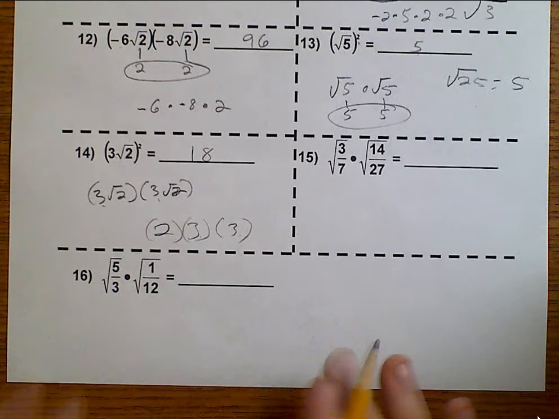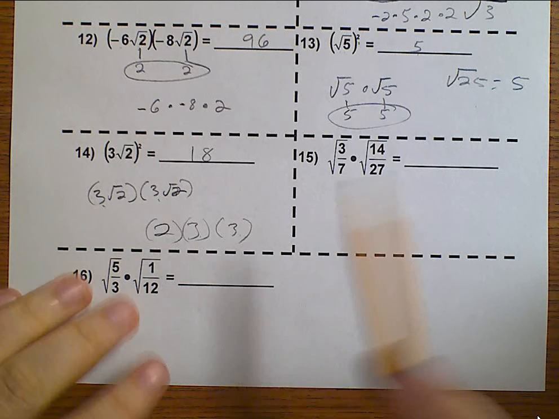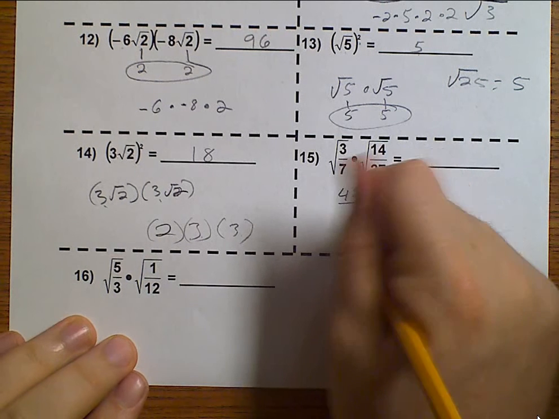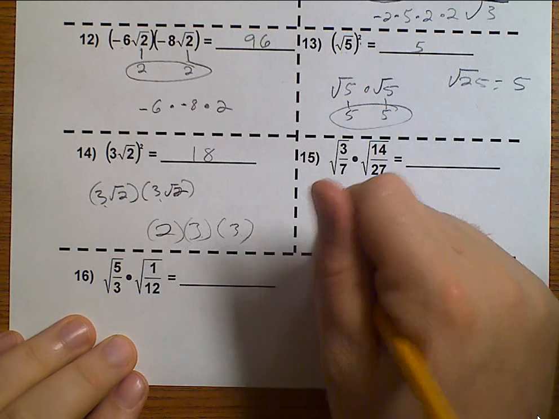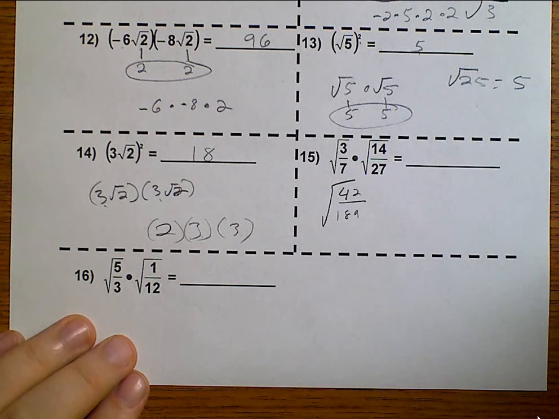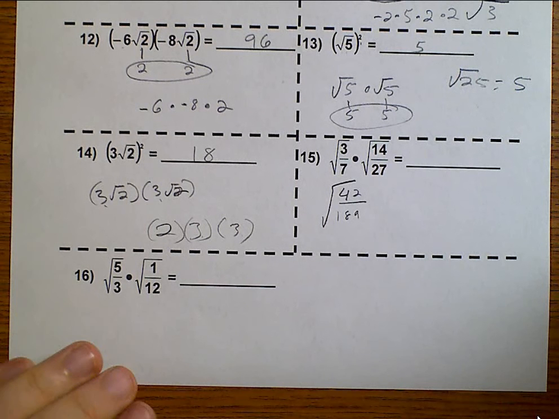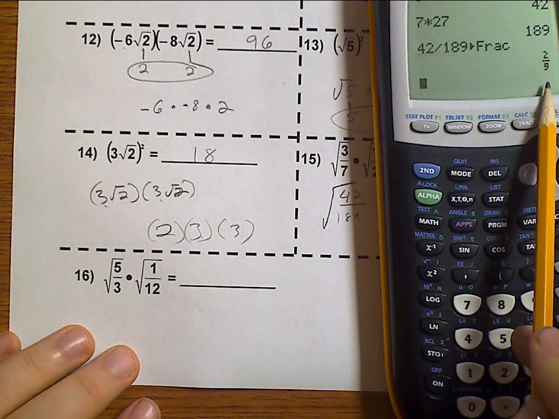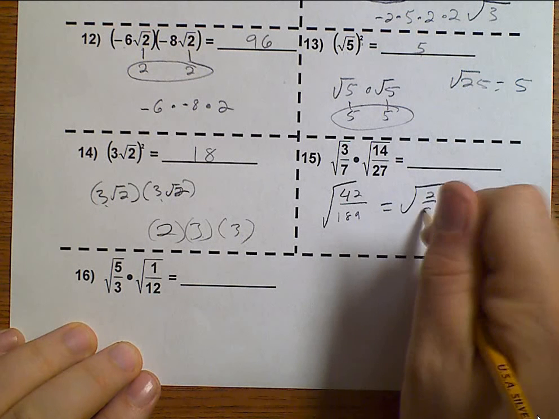Let's talk about how to do this with fractions. So we multiply just the same. Multiply tops, multiply bottoms. I'm going to go ahead and do 3 times 14 makes 42. 7 times 27 makes 189. And I'm going to see if that will simplify. 42 over 189. And you'll notice that we got 2/9. And so this is the square root of 2 over 9.